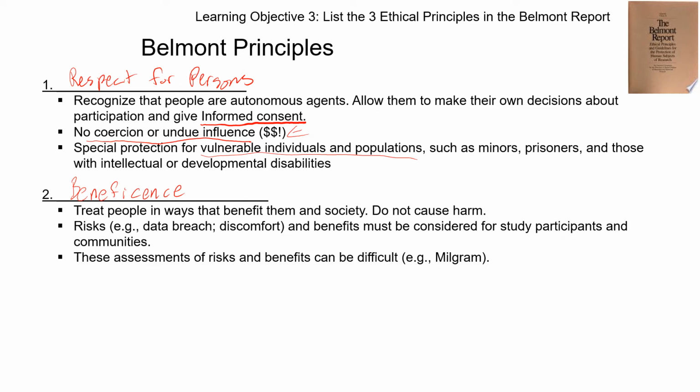So the Milgram study. And one thing is these assessments of risks and benefits can be difficult. The IRB might not know how much harm the study is going to cause or how much benefit the study is going to have to society as a whole. So it's something that needs to be really considered, and IRBs tend to err on the side of caution when it comes to these types of things.